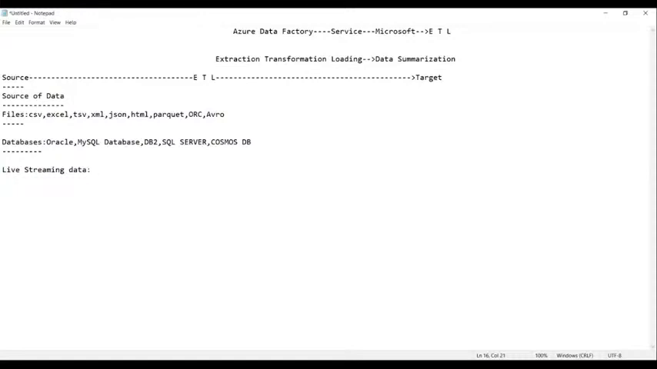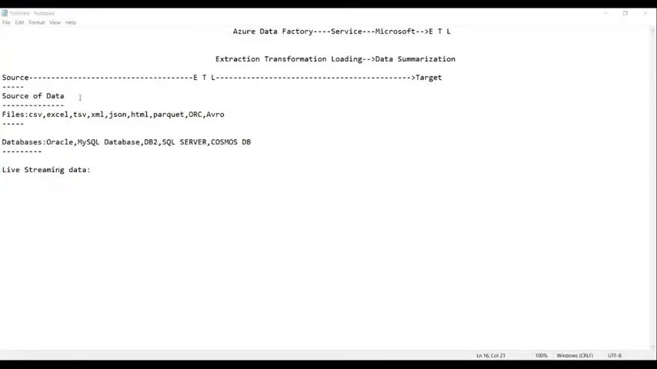Many sources are there, but these are the three sources we can majorly get: we can get the data from files, from databases, and from live streaming data. These are all the sources of data.